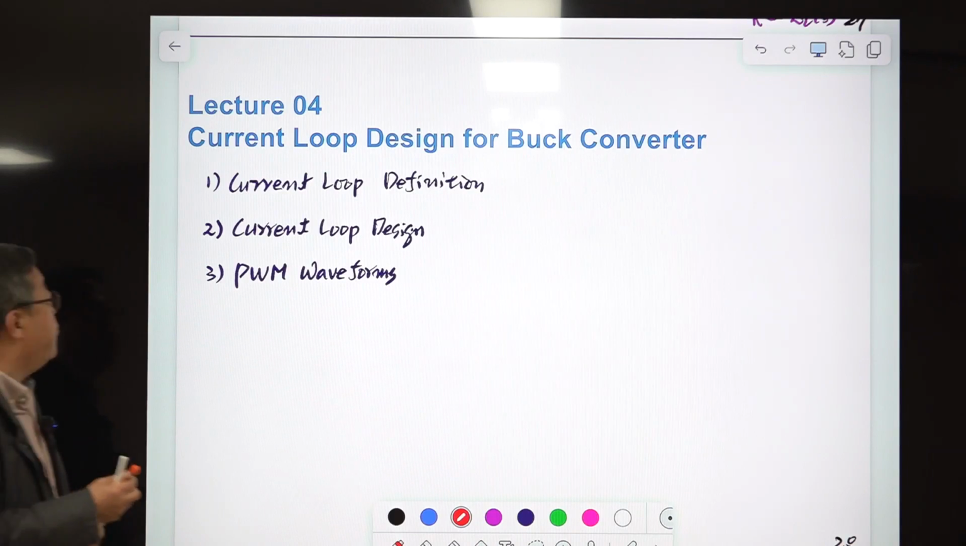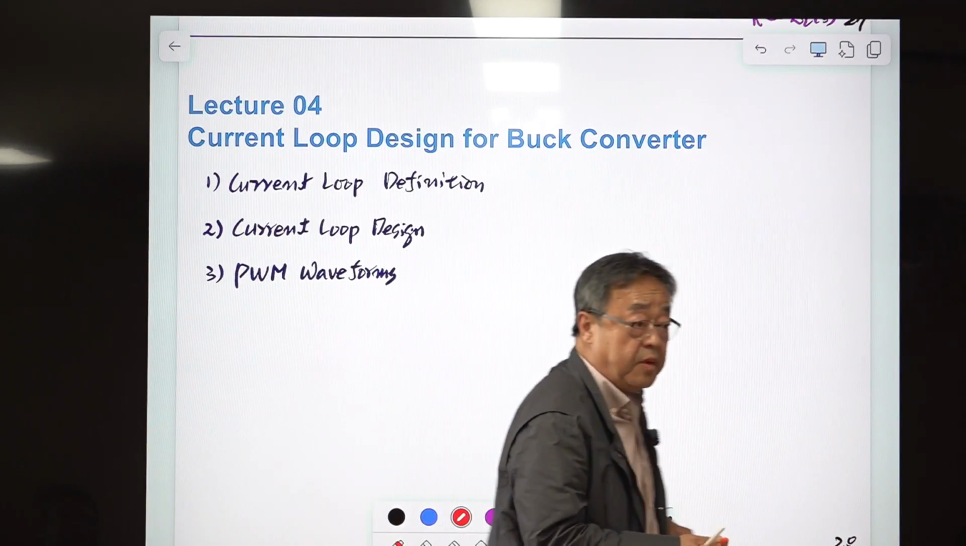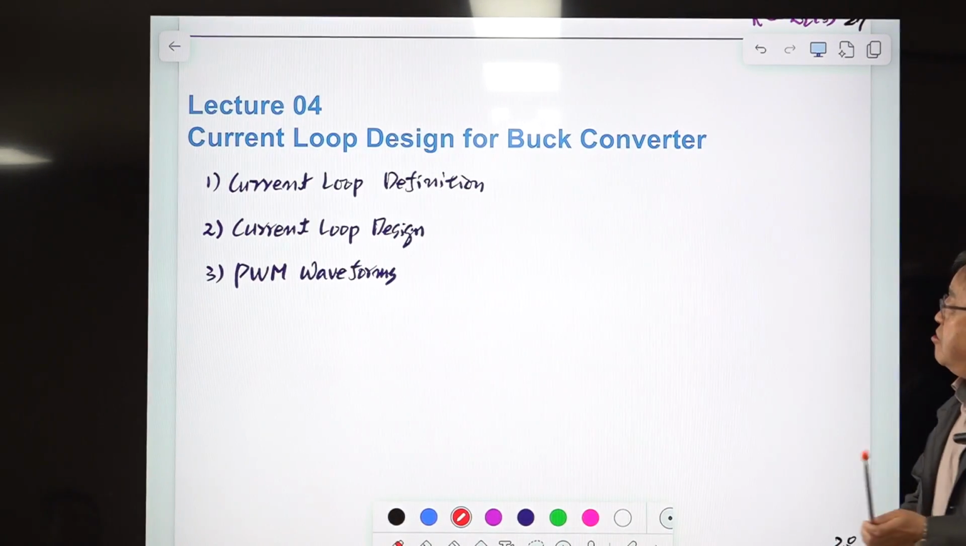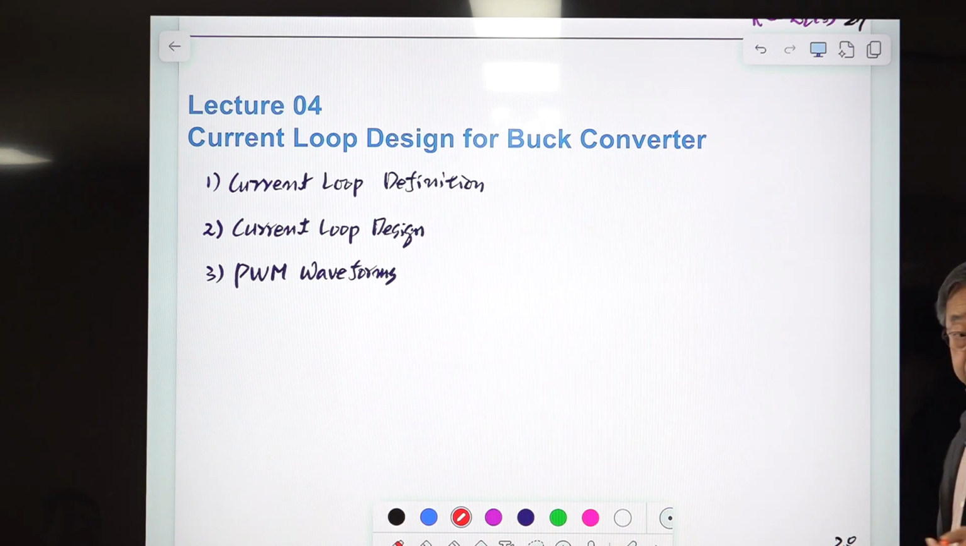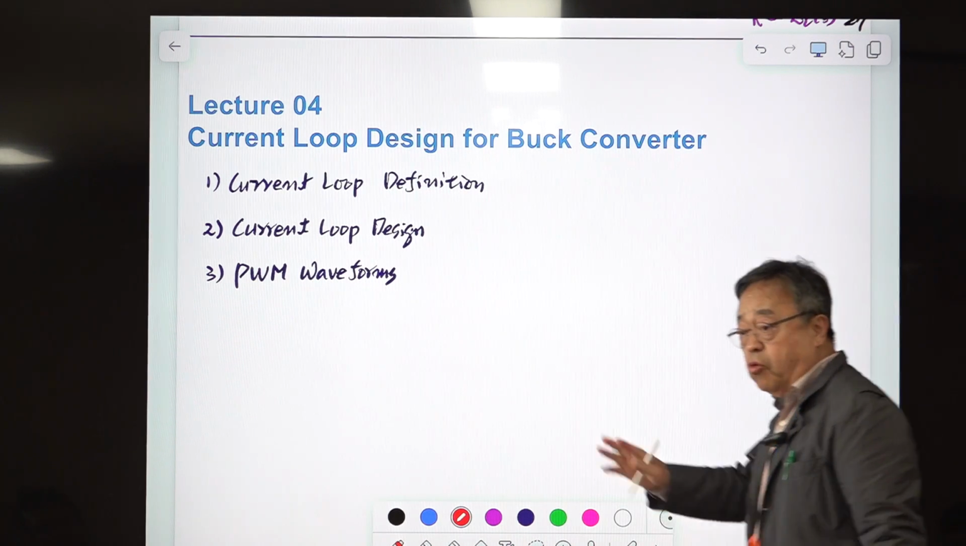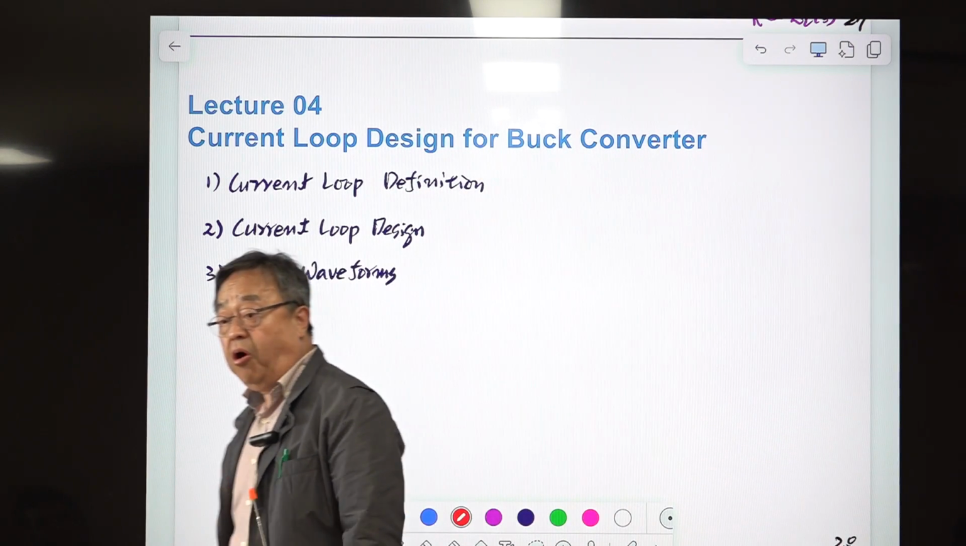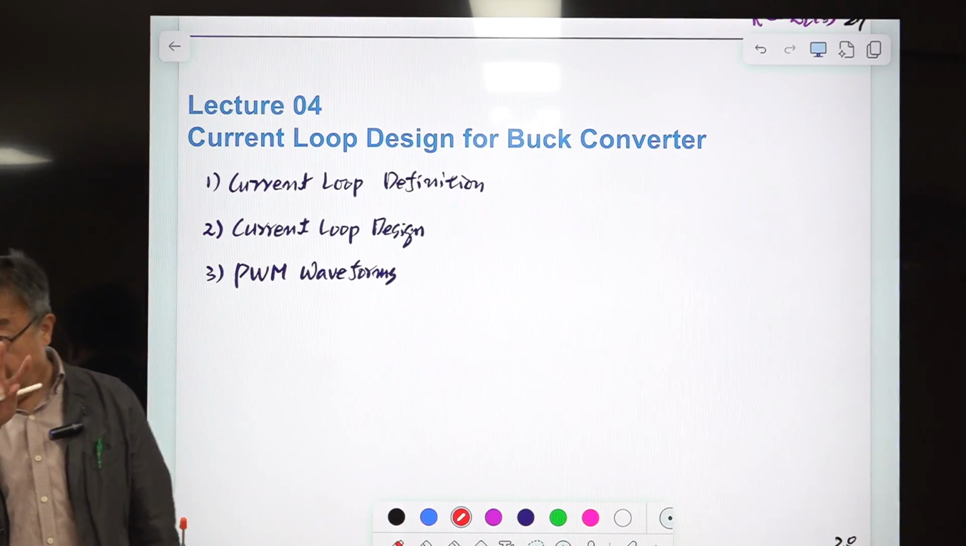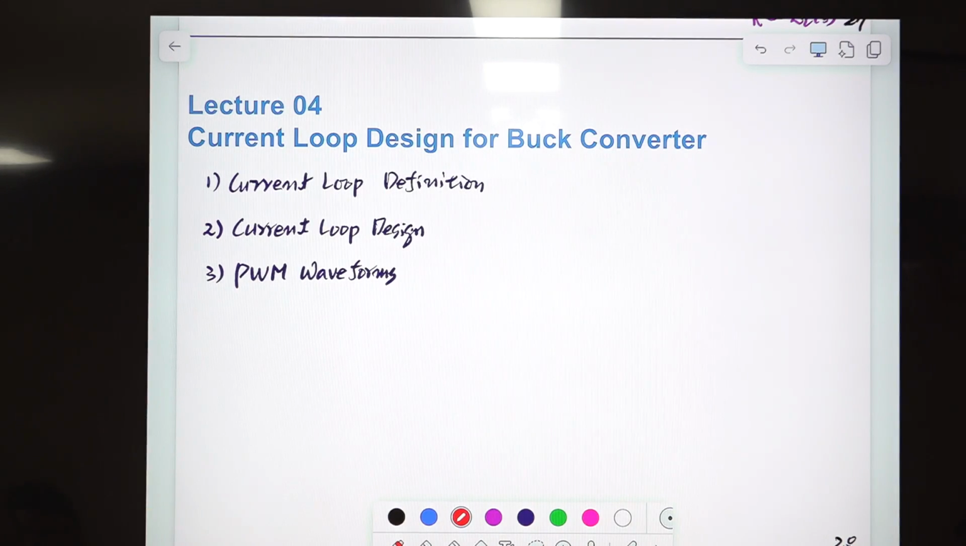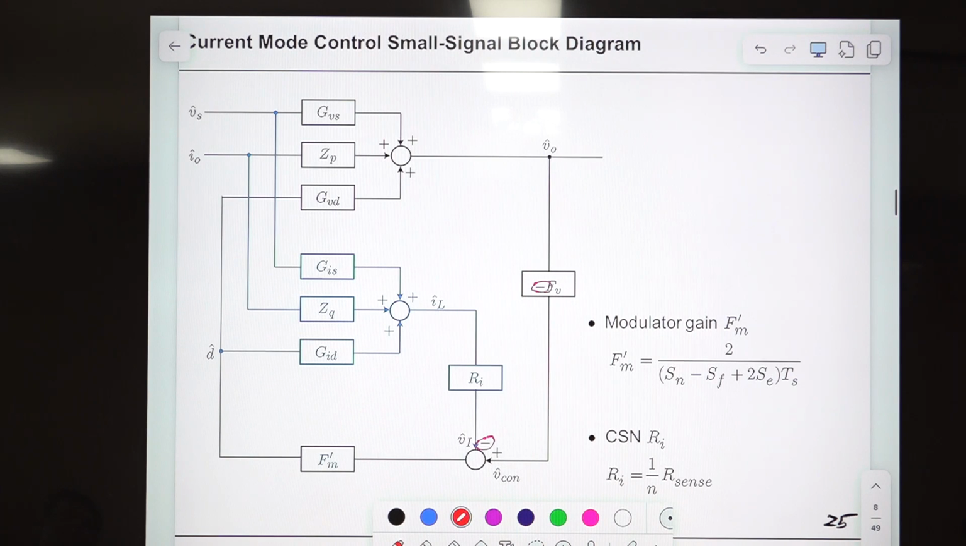Okay, it's time for lecture number 4. In this lecture, we'll be discussing the current loop and the current loop design. In the previous lecture, we saw the block diagram representation of current mode control. So there are two feedback loops. Okay, let me quickly go back here.